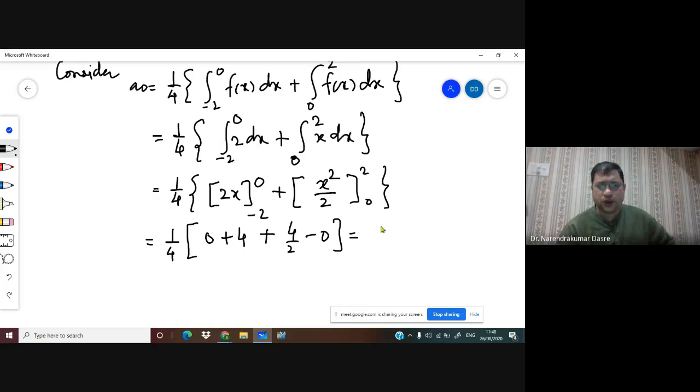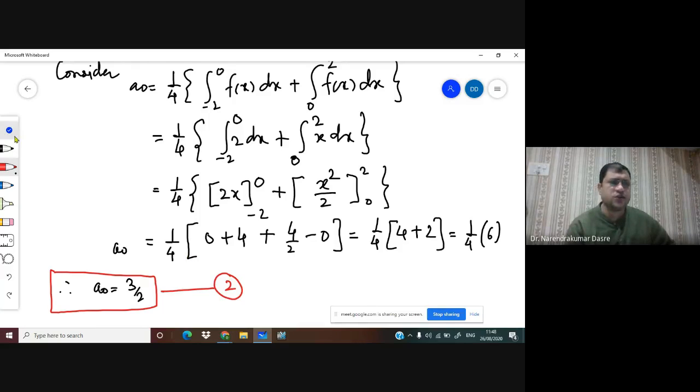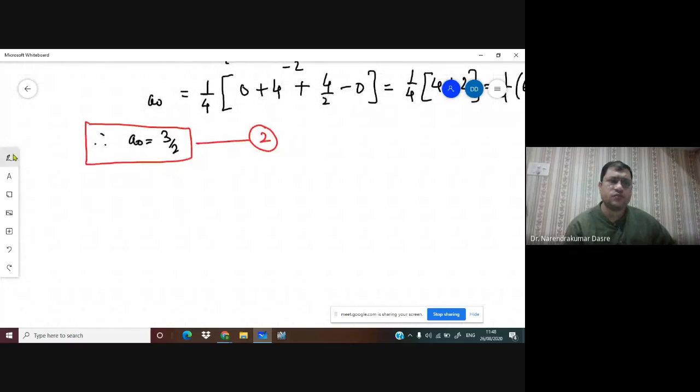So what we get here is 1 by 4 times 4 plus 2, easily, and that's why we have 1 by 4 times 6. So this is A0. A0 is equal to 3 by 2. This is equation 2. I hope this is clear, no doubt up to here.